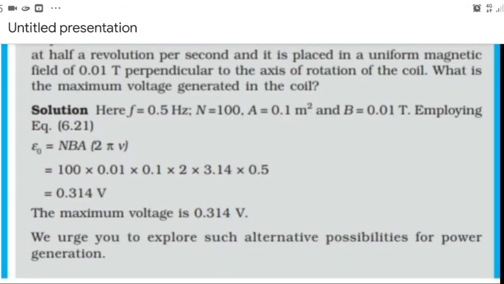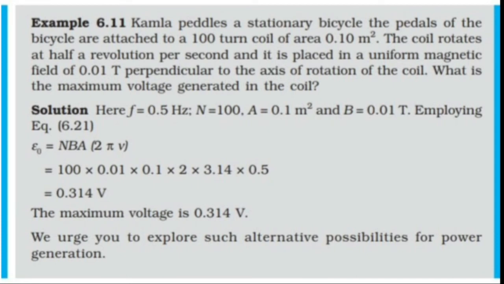Now we have a problem in the textbook. Kamla pedals a stationary bicycle. The pedals of the bicycle are attached to a 100-turn coil of area 0.1 meter square. The coil rotates at half a revolution per second and it is placed in a uniform magnetic field of 0.01 Tesla perpendicular to the axis of rotation of the coil. What is the maximum voltage generated in the coil?